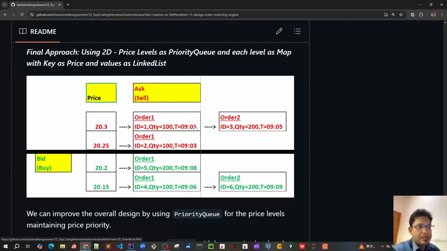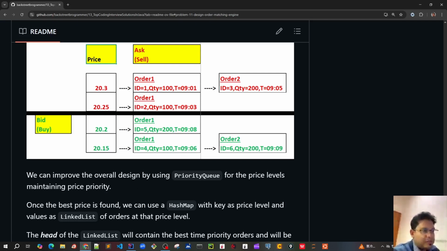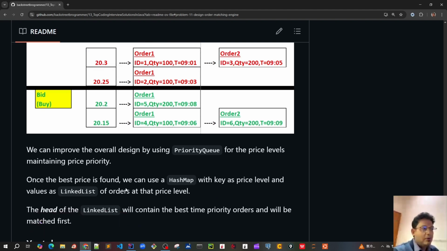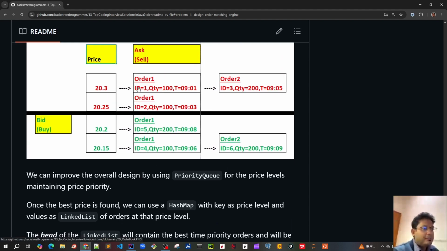Please note that the price is the same for both orders. It's only based on the time now, and that's why we are maintaining this doubly linked list at the same price level. So as mentioned, we will maintain the priority queues for the price levels, for maintaining price priority. And whenever the best price is found, we can use a hash map with key as price level and value as the doubly linked list of orders at that price level. The head of the linked list would contain the best time priority orders, and that's why it will be executed first.